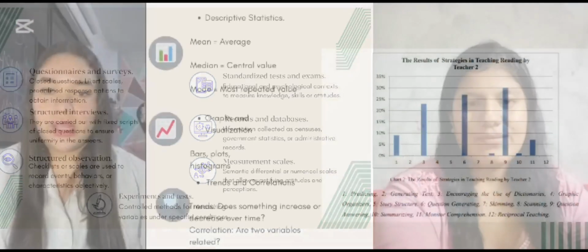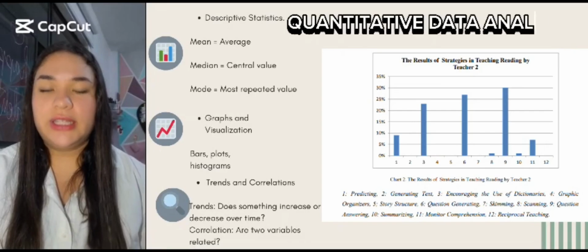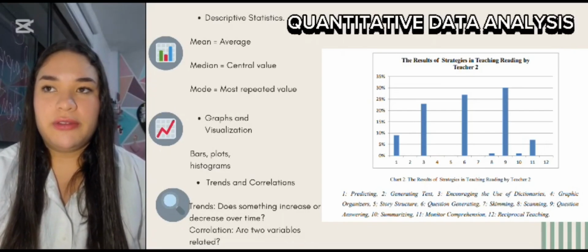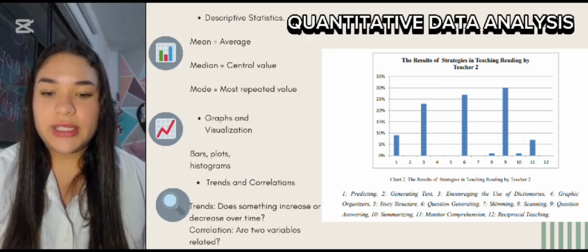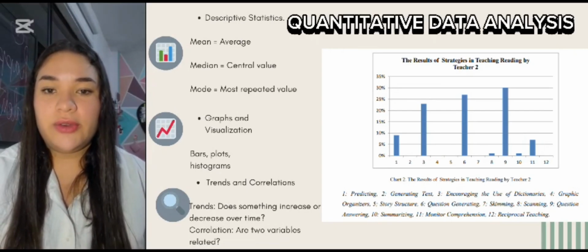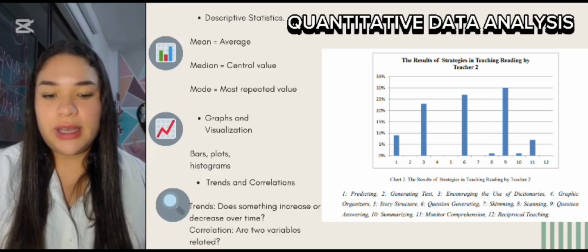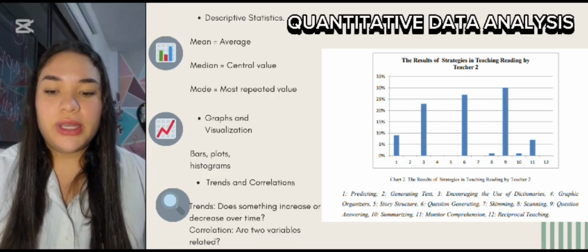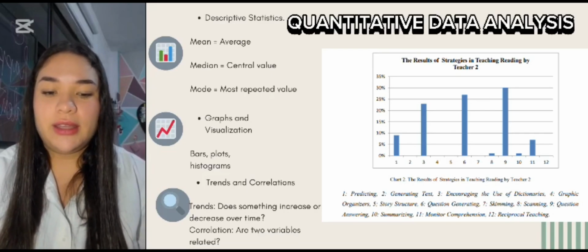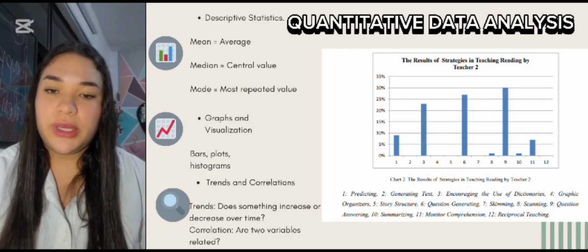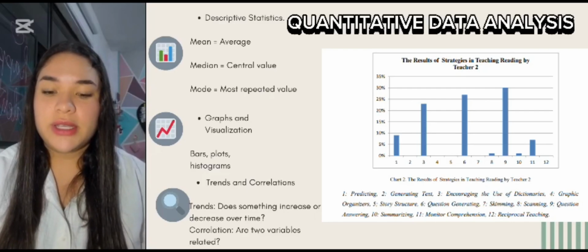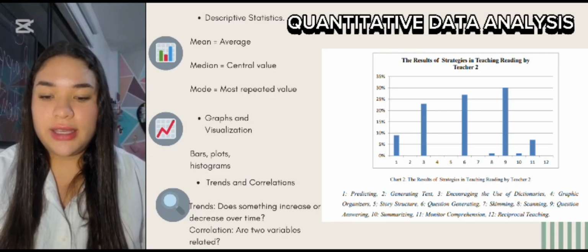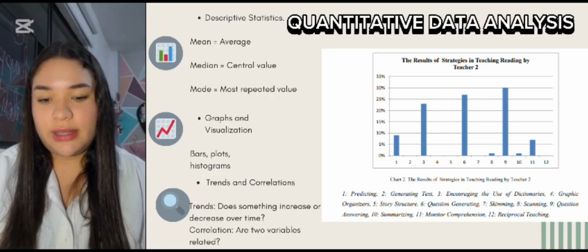Thank you. About quantitative data analysis, in descriptive statistics we can find the mean, that is the average, the median, that is the central value, and the mode, the most repeated value of the investigation. This helps to give a quick summary of the data. In graphs and visualization, we can use plots, diagrams, bars, and histograms, and these make data easy and visually understandable.